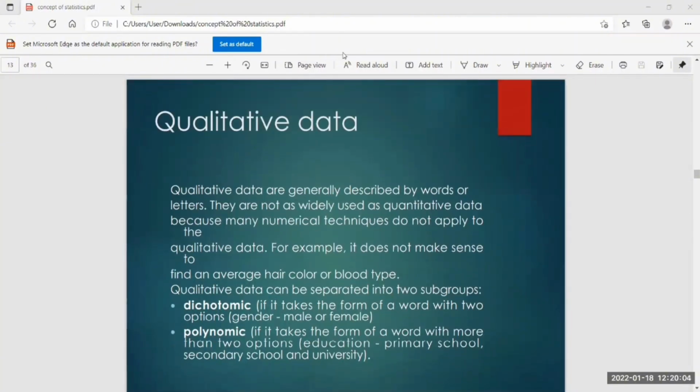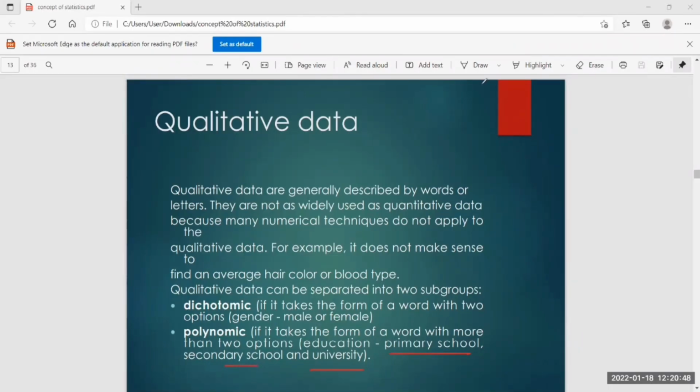Qualitative data are generally described by words or letters, and they are not as widely used as quantitative data because many numerical techniques do not apply to the qualitative data. For example, it does not make sense to find an average hair color or blood type. Qualitative data can be separated in subgroups, dichotomic and polynomic. So the dichotomous, if it takes from a word with two options, gender, female or male, those are the dichotomous. Polynomic, if it takes in the option of two or more, like education: primary school, secondary, and university.